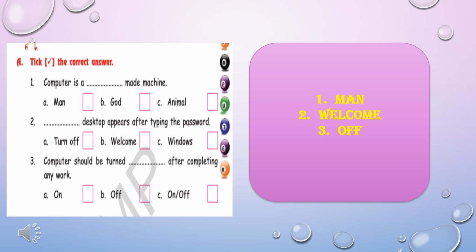Dear children, now we will do the exercise. Tick the correct answer. Computer is a dash-made machine. Man, God, animal. Yes, it's a man-made machine. Dash desktop appears after typing the password. Welcome desktop appears after typing the password. Computer should be turned dash after completing any work. Computer should be turned off after completing any work.